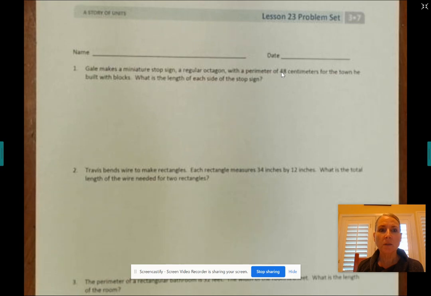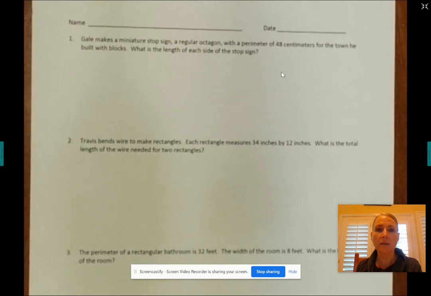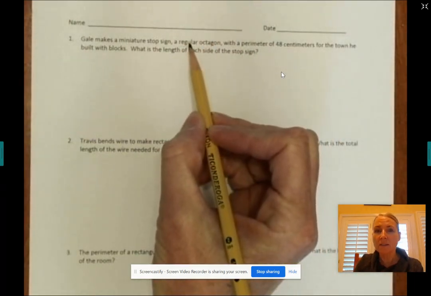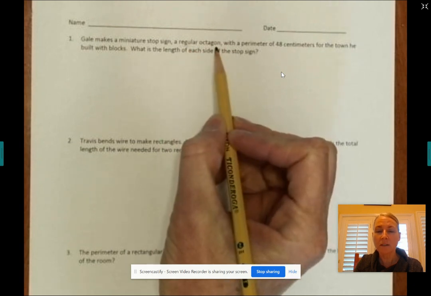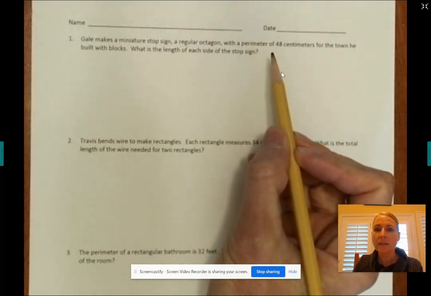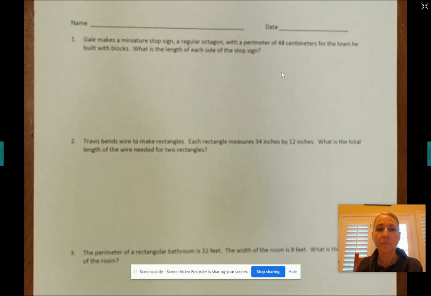So we're going to get started with number 1, and it says Gail makes a miniature stop sign, a regular octagon. Just as a review, regular means all equal sides, all equal angles. Octagon, which I'm not going to be able to draw, but I will do my best, with a perimeter of 48 centimeters for the town he built with blocks. What is the length of each side of the stop sign?